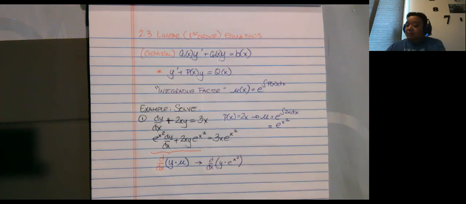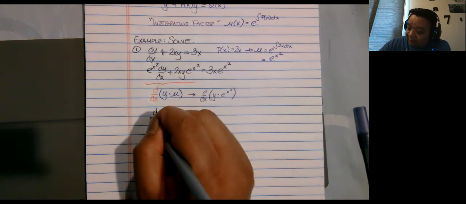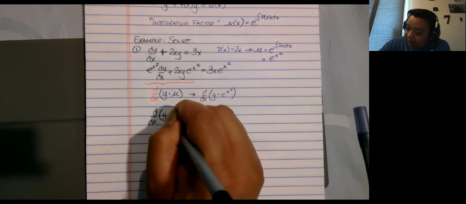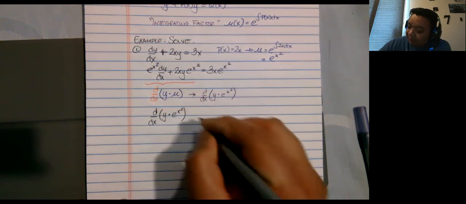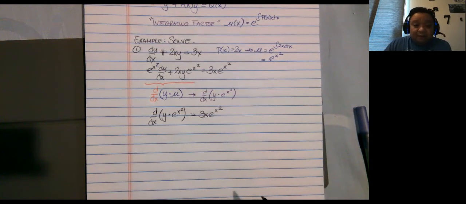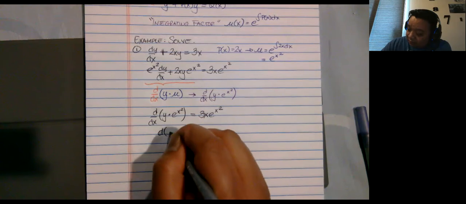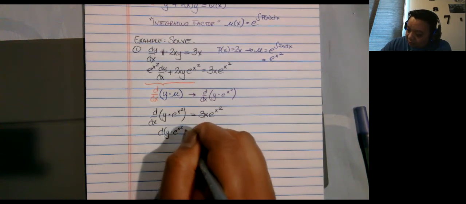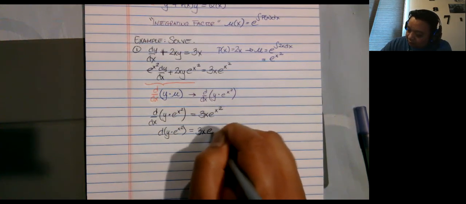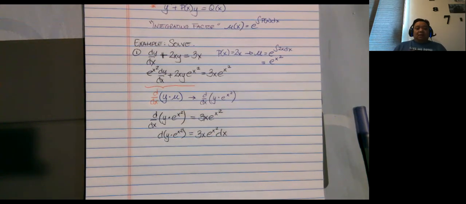So then now I can rewrite everything as basically that. So the left side is the derivative of y times e to the x squared. And then the right side is 3x e to the x squared. And now if I multiply dx to the side, dx. Questions? Any questions on that?